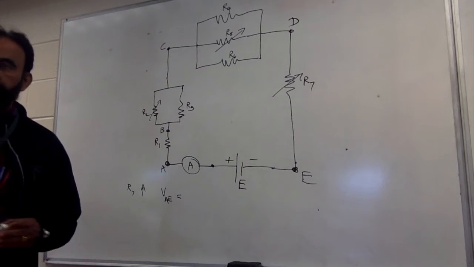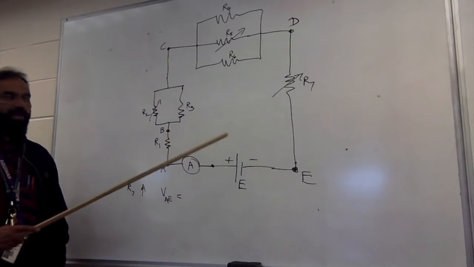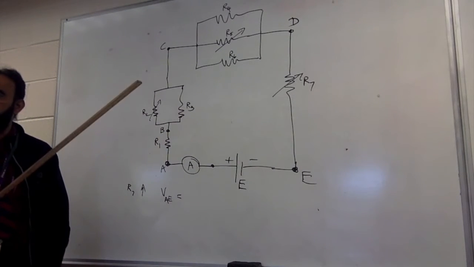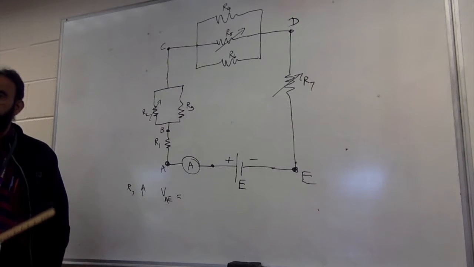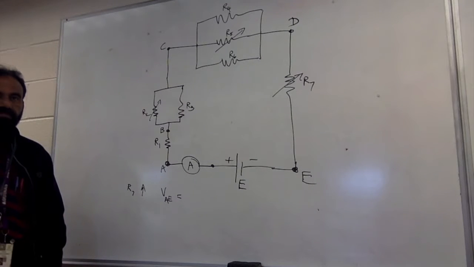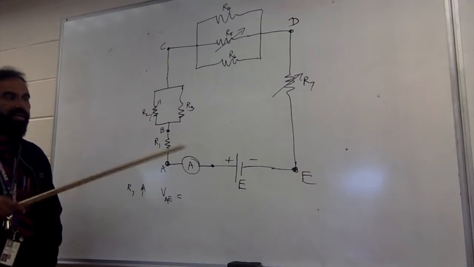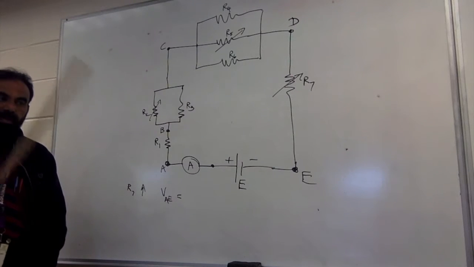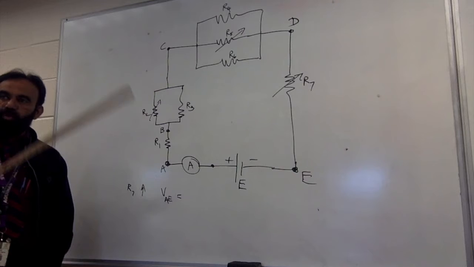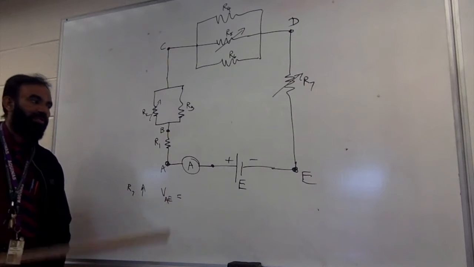That's the question. If R7 increases, what will happen to the overall resistance? Increases. What will happen to the current? Decreases. So remember that part of it. The overall current is going to decrease compared to before.